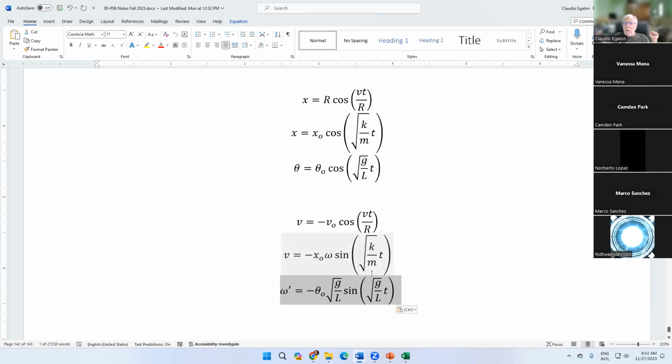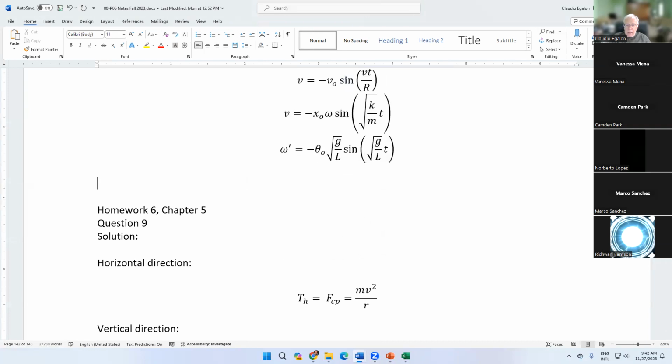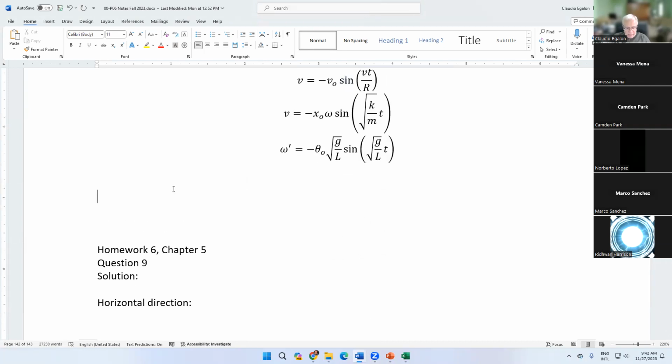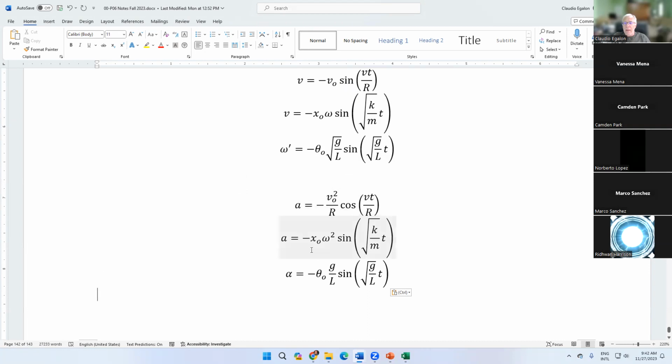Wait a minute, there's something wrong here. Here's cosine. Here is supposed to be sine. Yeah, here's supposed to be sine. Remember? Cosine turns into sine turns into cosine, right? And then we write the acceleration for UCM, and here's cosine. Here's cosine.